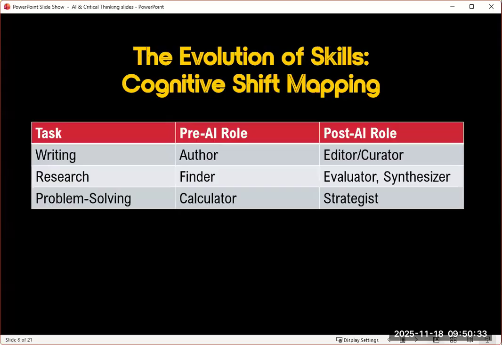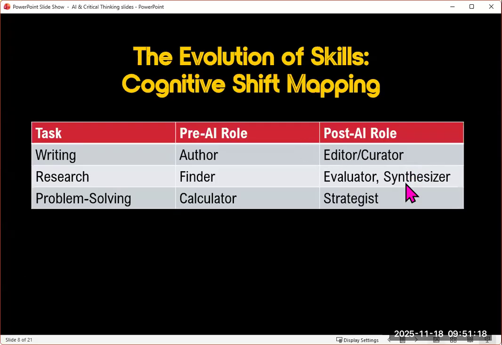So this table offers just a few examples of what some cognitive shifts around some very traditional academic skills and roles might look like when generative AI is integrated in some way. So for instance, if the task is writing, what originally starts as the author might become an editor or a curator instead. When doing research, instead of focusing on that finding task, right, just finding the resources to begin with, it might shift into becoming an evaluator or a synthesizer, or more focus on these skills than maybe before.